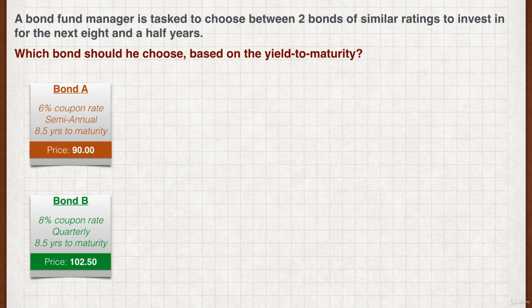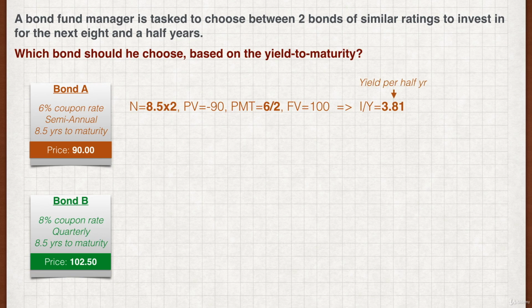And we're back. Finding the yield to maturity should be quite straightforward. For bond A, we first find the holding period yield for each half year using the discounted cash flow method. Remember that there are 17 half years to maturity, and each coupon payment is half the coupon rate. Solve for interest per period, and we get a holding period yield of 3.81%. The yield to maturity is simply double this, 7.62%.